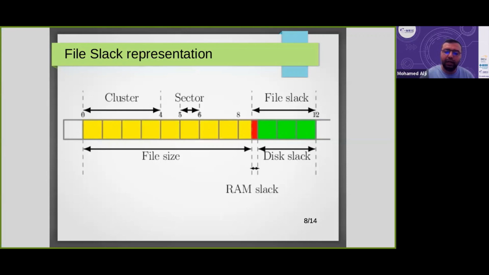Okay. From there, we get a forensic value. The recoverable disk slack has a certain value because it contains data from a file previously located there.